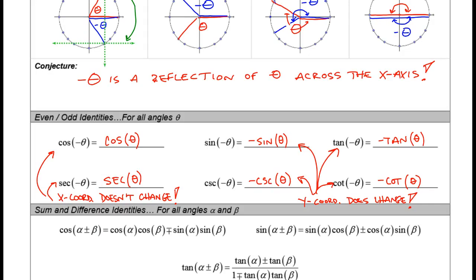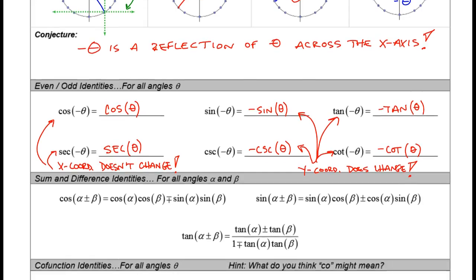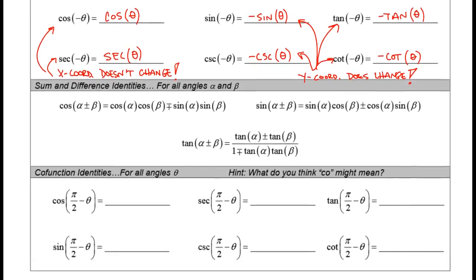So what I'd like to do now is give you a little challenge. Back at the top of the page, we talked about even and odd functions, and the challenge question for you is which of these 6 trig functions is even and which is odd? You should be able to look at what we've done and figure that out after a little bit of thought.